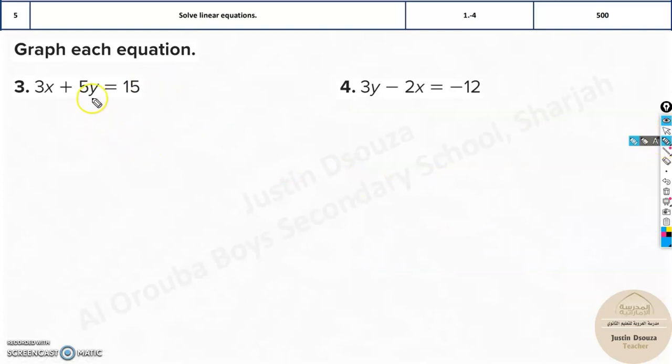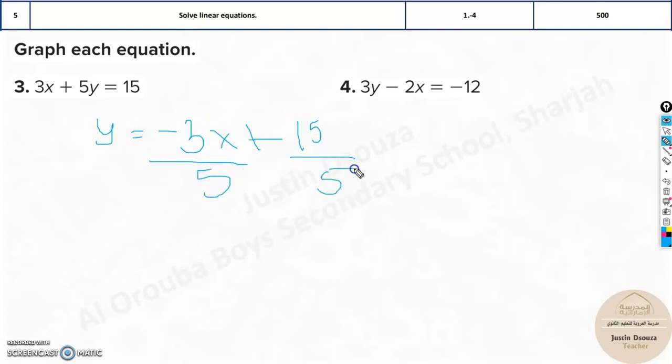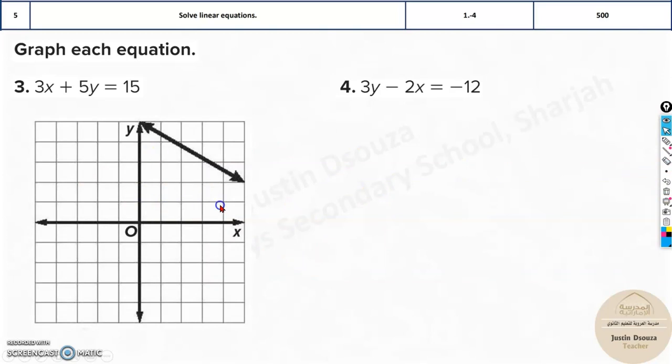I'll write the slope-intercept form. It'll become y equals minus 3x plus 15, with everything divided by 5. So the slope would be minus 3 by 5, and the y-intercept is 3. So we can see 3 will be the y-intercept.